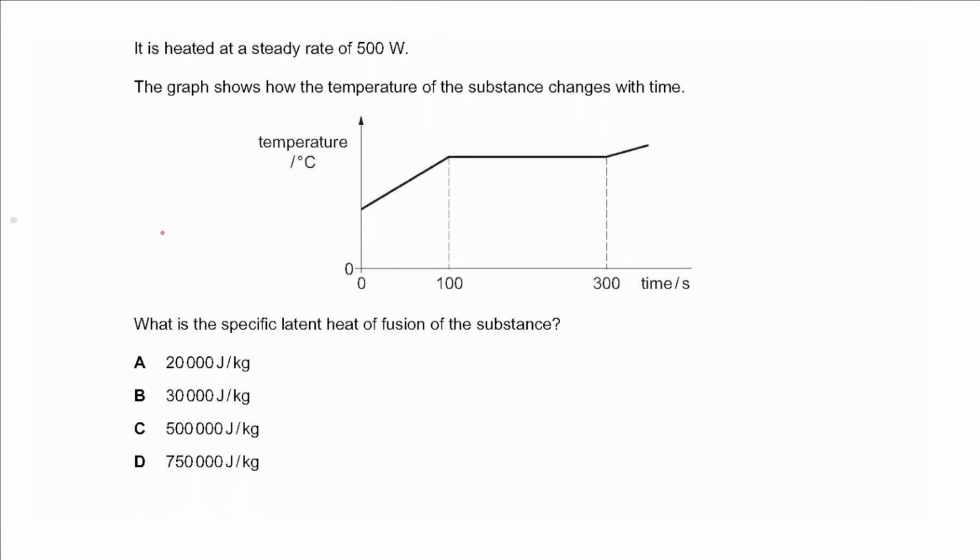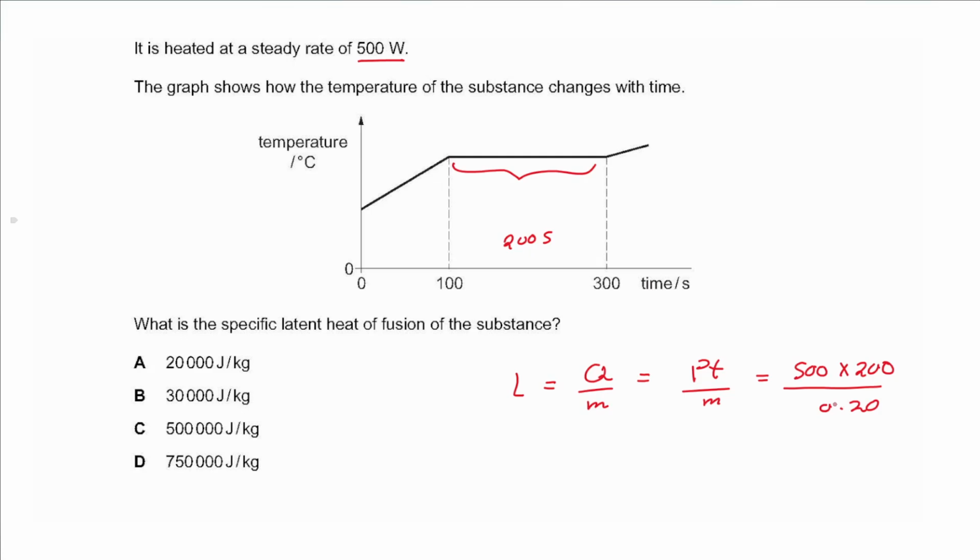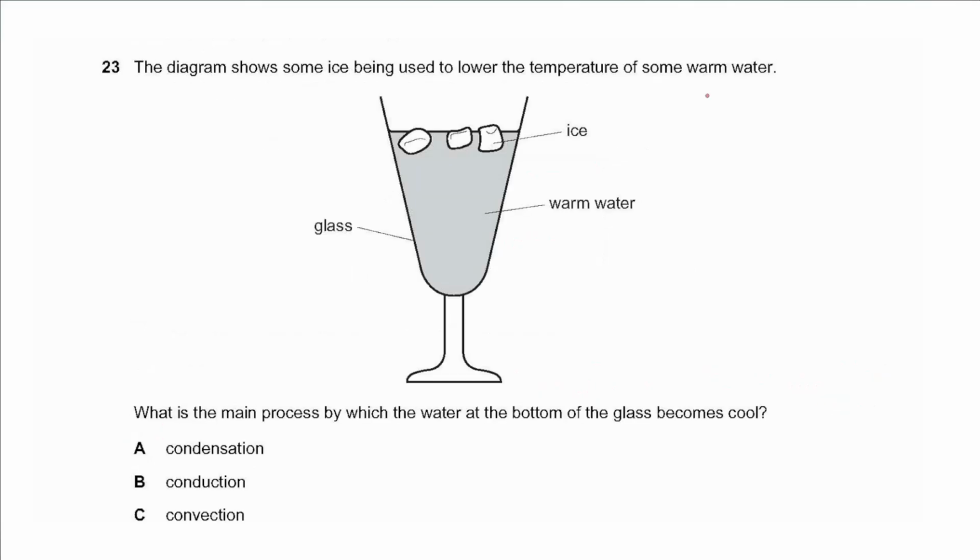So we need the part with the constant temperature to say that there is a change in state. So this section here, which takes 200 seconds, that is the time, and we have the power. And we calculate the latent heat as energy divided by the mass, or power multiplied by time, then we divide by the mass. So we have 500 multiplied by 200, and we divide by the mass 0.20 kilograms. That gives an answer of 500,000 joules per kilogram. So we choose C.